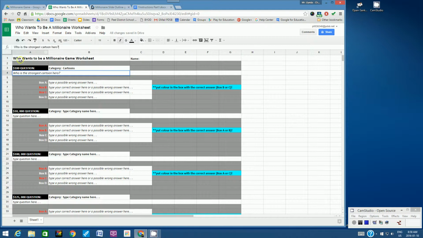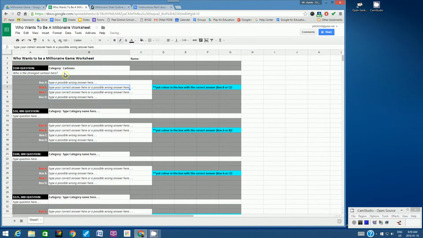When we go to type in our answers, we have to follow the instructions here. In this case, box A, type a possible wrong answer. The easiest way to do this is to type in the right answer first. It says here, put color in the box with the correct answer, box B or C. Box B, type your correct answer here or a possible wrong answer, or box C, type your correct answer here or a possible wrong answer. You notice that those two options are highlighted here with red text color, and we're going to find out why later when we go to construct the game.